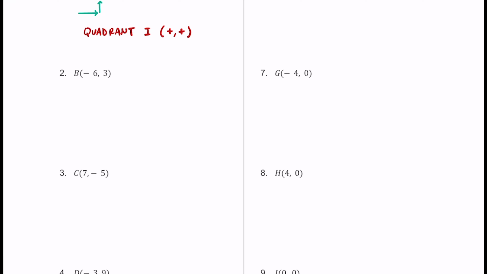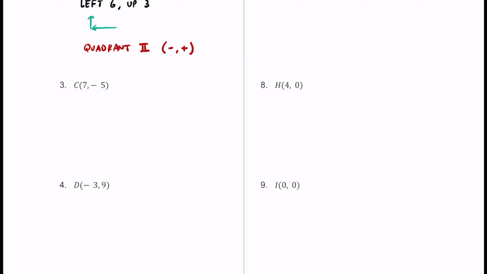For number 2, we have point B, which is located at -6, positive 3. So that -6 really means we're going to move left 6 units. So let's write left 6. And then that 3 means we're going to move up 3 because it's positive. If we were plotting this on a coordinate plane, we would move 6 units to the left from the origin, then move 3 units up, and that would bring us to a location called quadrant 2. Remember, everything in quadrant 2 always has a negative value first and then a positive value second.